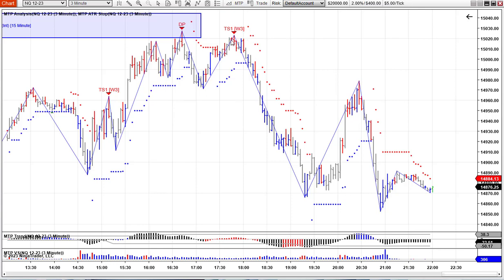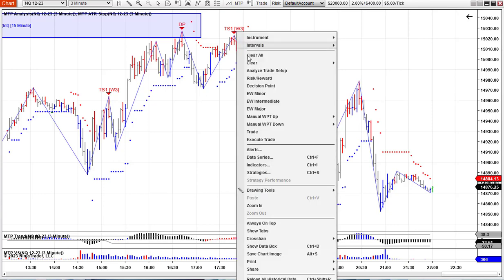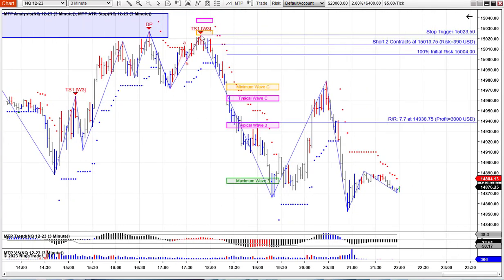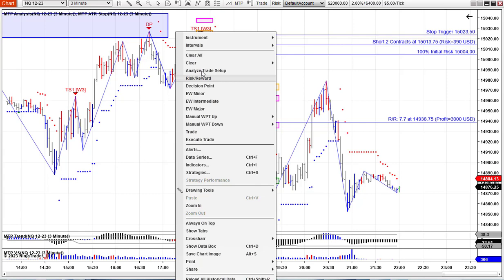And we then got a TS1 W3 or wave 3 trade set up a bit later. If we right mouse click, place the analysis on, you can see this would have been our projected target. The market took you into a short trade and it would have come down where a nice 7.7, or just over 7.5 times the initial risk, profit was available.